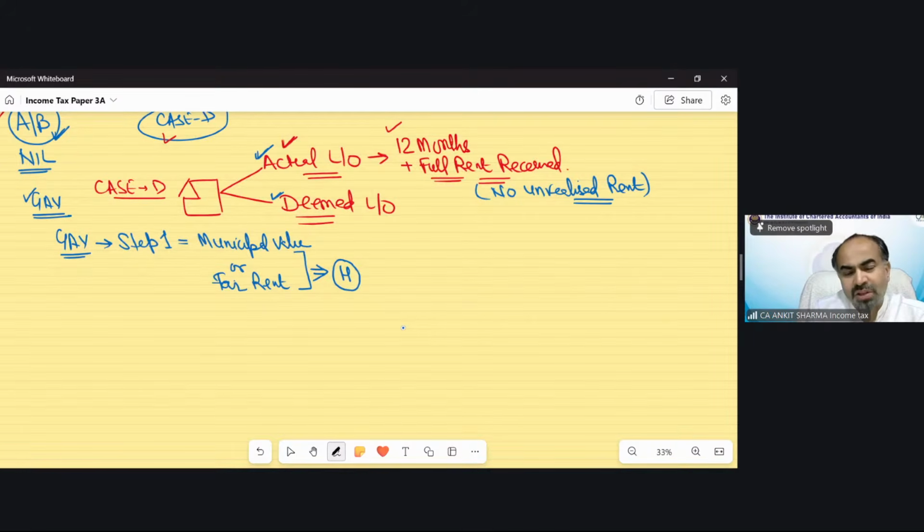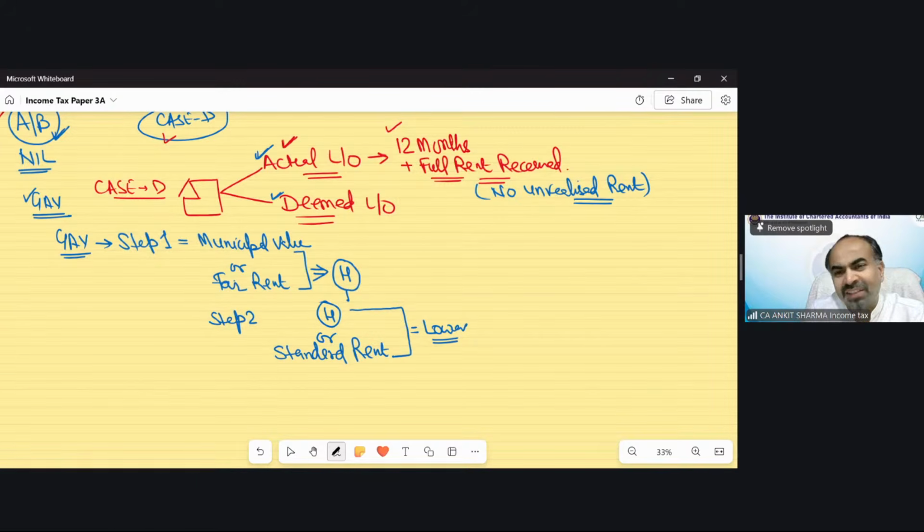Now this higher value, under step number 2. This higher value needs to be compared with another value, that is standard rent. That would also be in the question. So this higher value needs to be compared with standard rent, and the lower value needs to be selected. That is generally called expected rent. The lower we call expected rent.